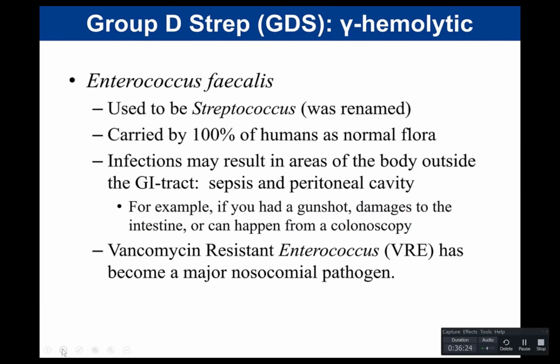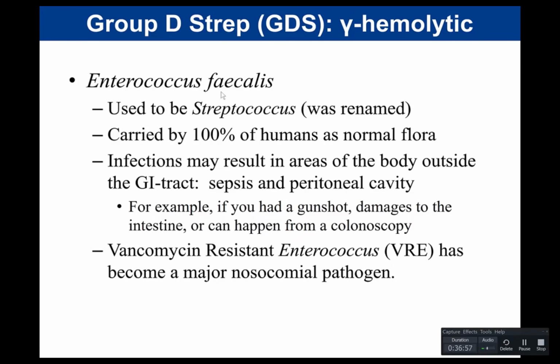Group C strep we're not going to talk about because group C strep is related to animals. And so we're going to skip over group C. Group D strep is going to be gamma hemolytic, which remember means no digestion of red blood cells. We have our Enterococcus faecalis. Again, it used to be called Streptococcus enterococcus and it was renamed. Enterococcus faecalis is part of normal flora in the gut. 100% of people carry it as part of their gut.